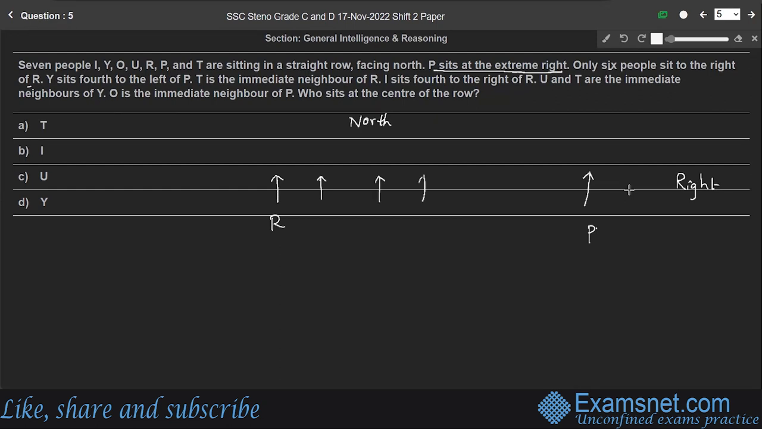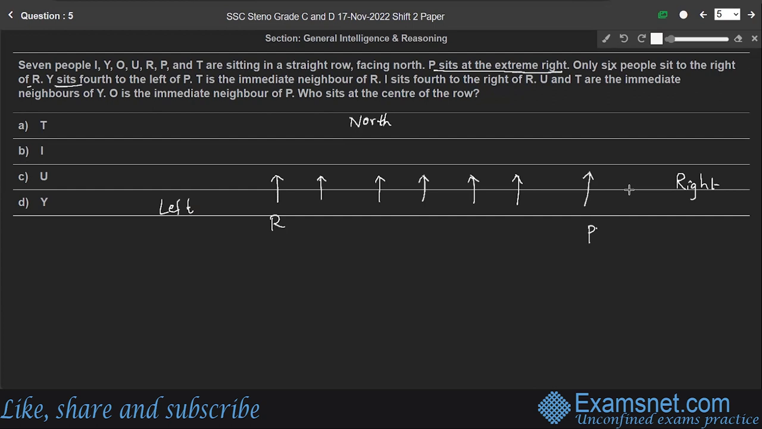So 1, 2, 3, 4, 5 and sixth person is P. Since together it is seven people, totally seven people are sitting in a row. Therefore, R is the first person from left, right? So that six persons can accommodate to the right of R and six persons can accommodate to the left of P, right?